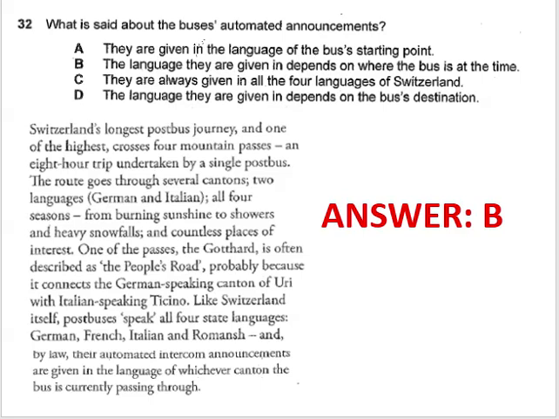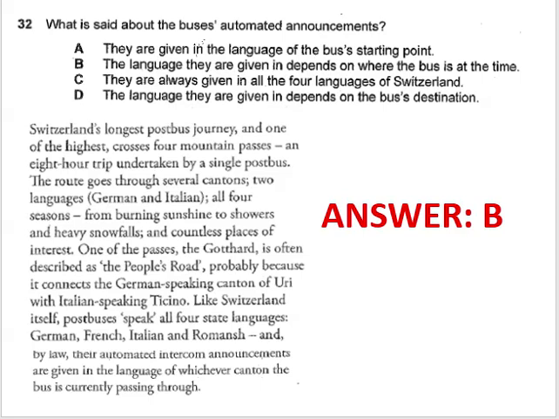And by law, their automated intercom announcements are given in the language of whichever canton the bus is passing through. So if the bus is passing through a German canton, then the announcements are heard in German. If it is passing through France, then it is heard in French. If it is passing through Italy, then it is heard in Italian. If passing through Romania, then the announcements are heard in Romansh. So this is what is told about the announcements.